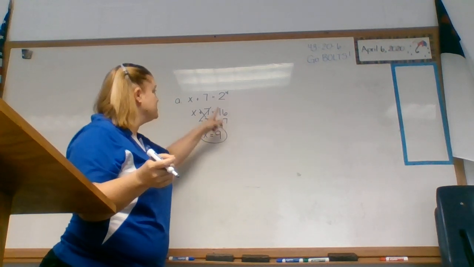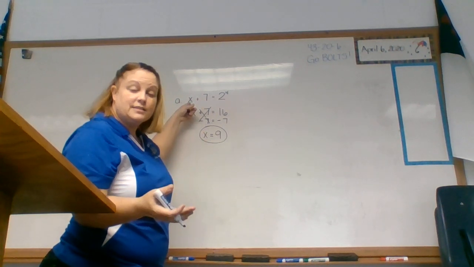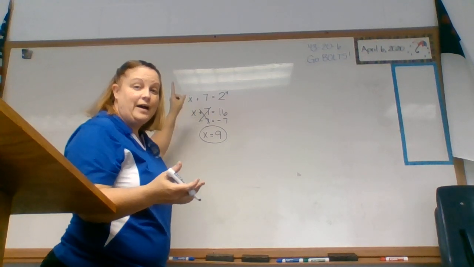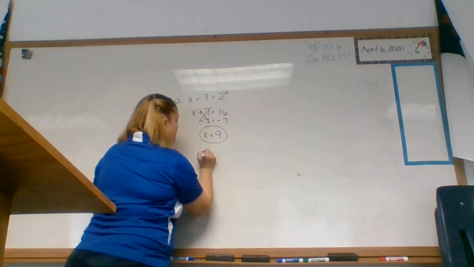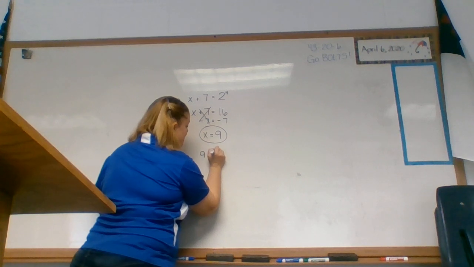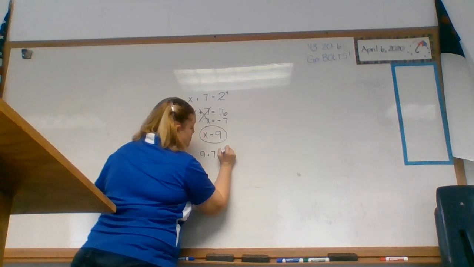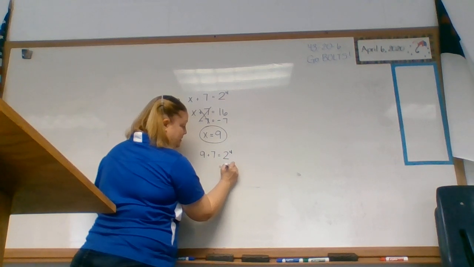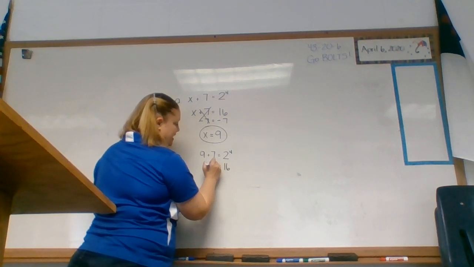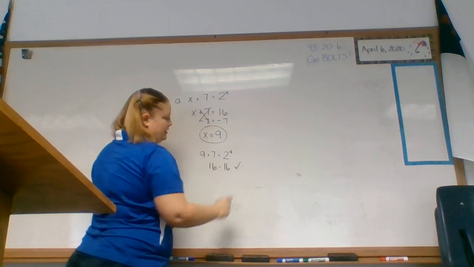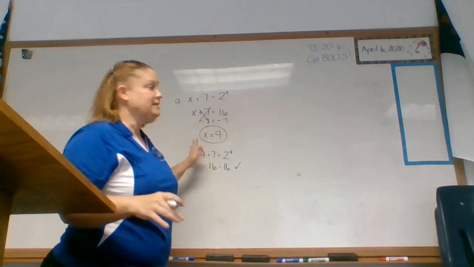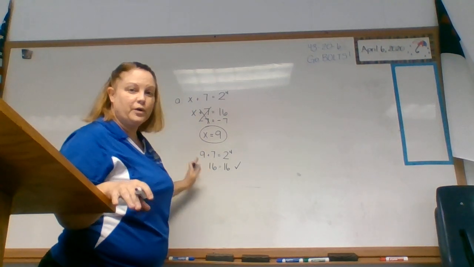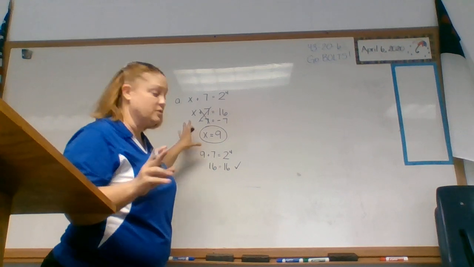Well, we put this back in as a substitute for x, because if that's its value, it should fit. So we rewrite the original equation, 9 plus 7 equals 2 to the 4th power. We already said this is 16. 9 plus 7, that is 16. It checks correctly. Please make sure you are showing your work. I should see all of this on your papers.